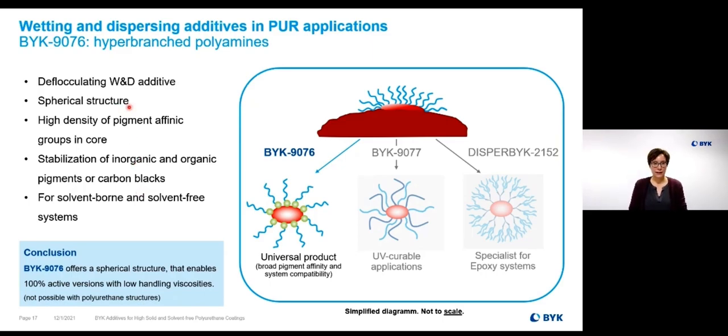Summarized for 1976, it can be said, it is a hyperbranched polyamine. It is a deflocculating wetting and dispersing additive. You see it here, it has a spherical structure. We have a high density of pigment affinity groups. So it means it is able to cover a high surface of pigment. We can stabilize inorganic and organic pigments with this, but even for carbon blacks and fine particle-sized carbon blacks, it is a perfect choice. And since it is a 100% product, it can be used in solvent-borne and in solvent-free systems.